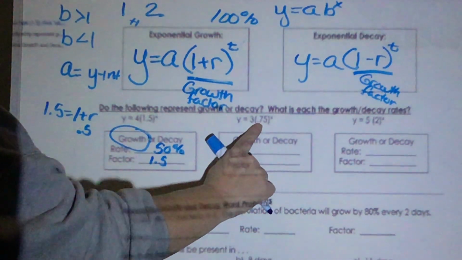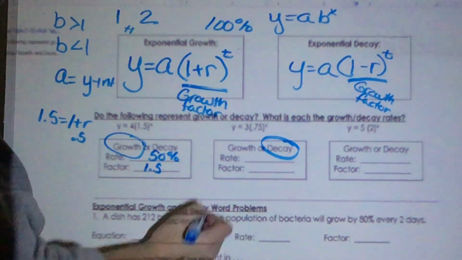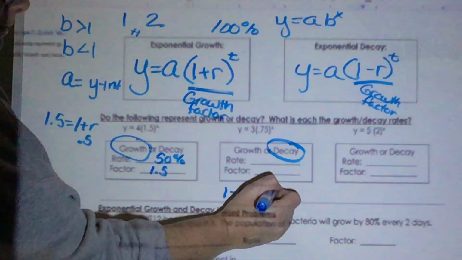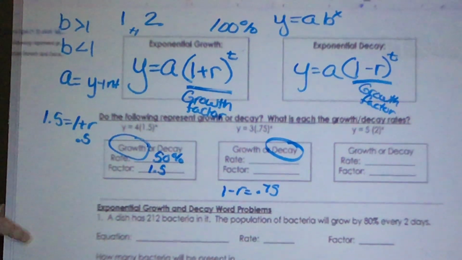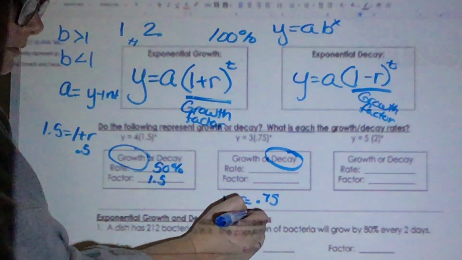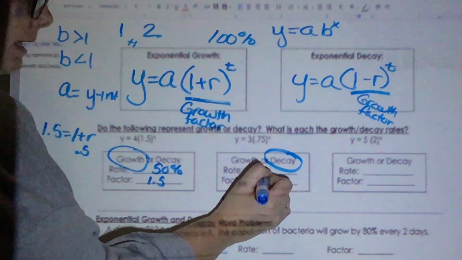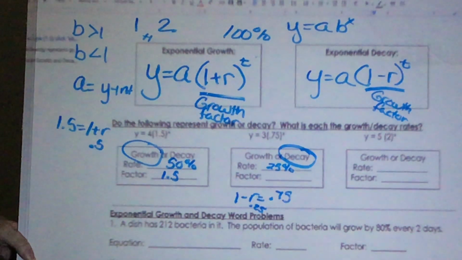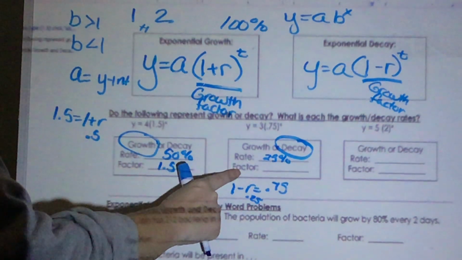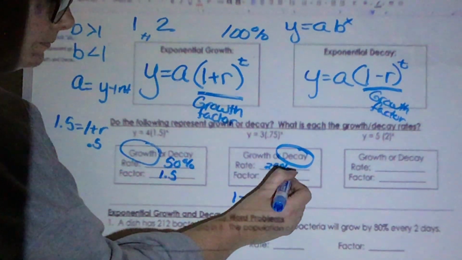Here, this number is less than 1, so I know it's decay. Now I need to figure out my rate. So 1 minus my rate had to give me that 0.75 that you get in parentheses. So you would have to subtract 0.25. And now I want to write my rate as a percentage, so I would say it was 25%. That's how much it's decaying each time period. My factor is the whole parentheses, which is 0.75.